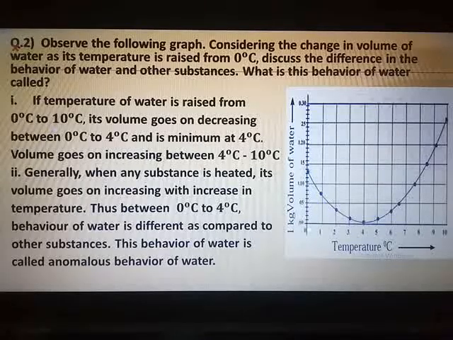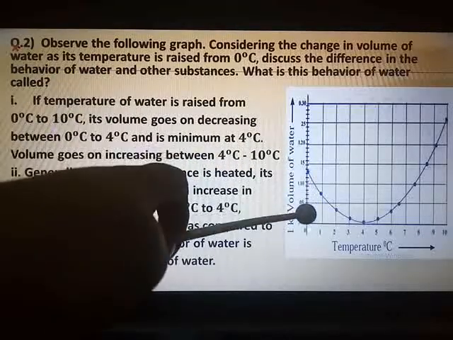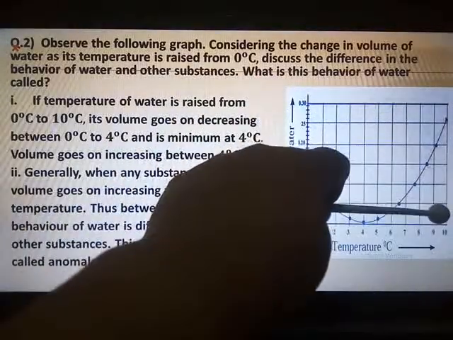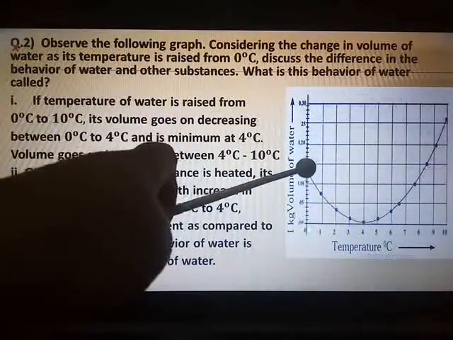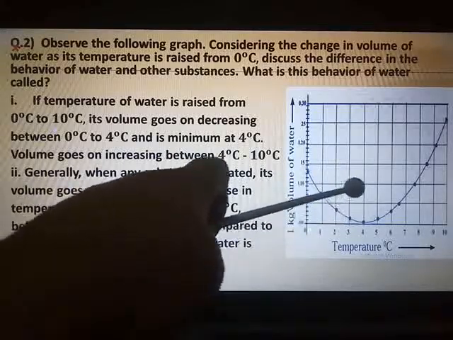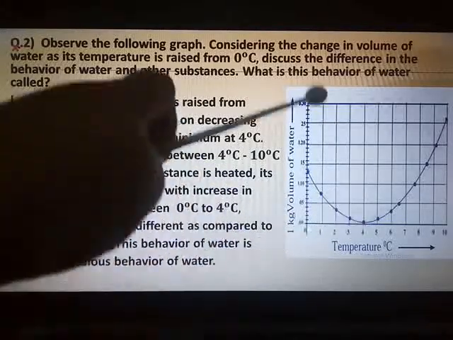So what is the anomalous behavior? When you heat water from 0 degrees Celsius to 4 degrees Celsius, it contracts instead of expanding. So how to explain this concept? Now here in this graph you can see that when the temperature of water is raised from 0 to 10 degrees Celsius, the volume goes on decreasing between 0 and 4, and the volume is minimum at 4 degrees Celsius.